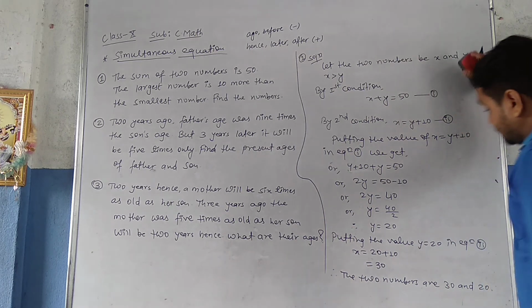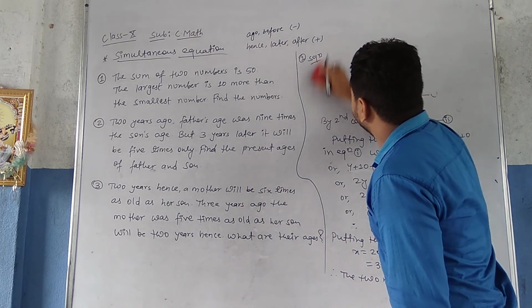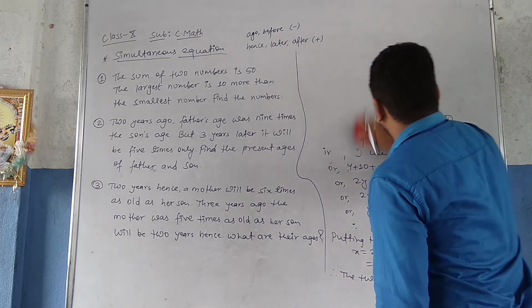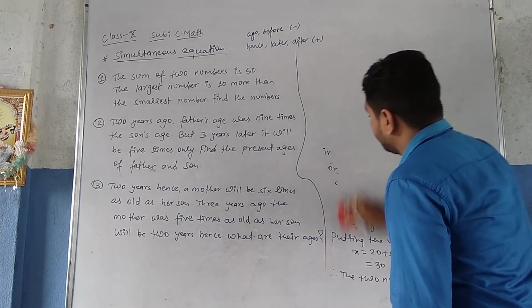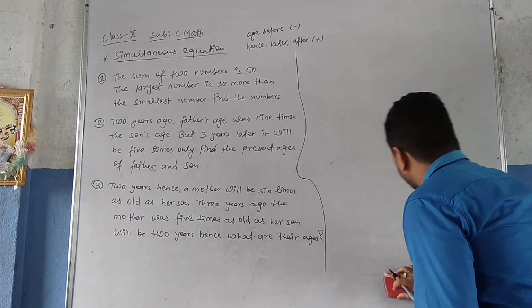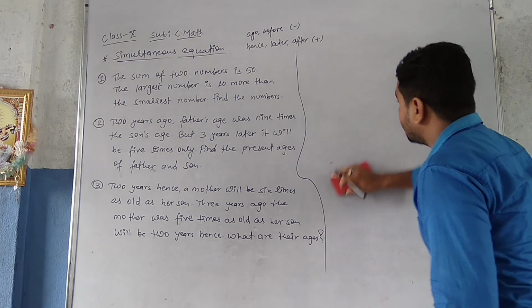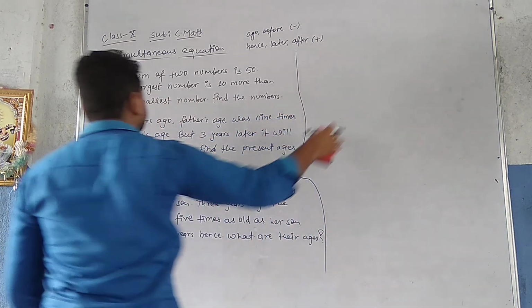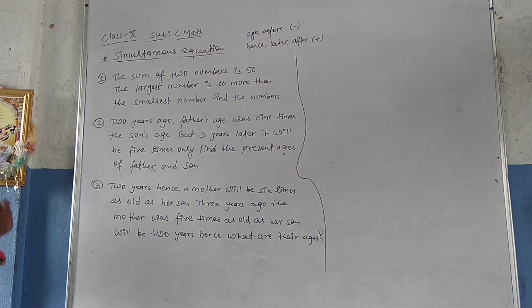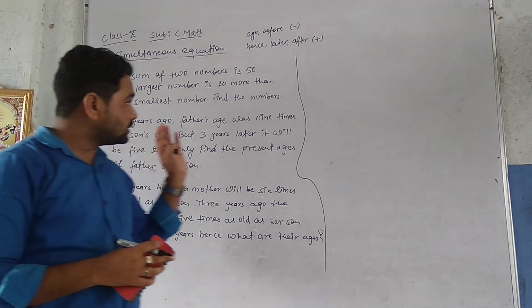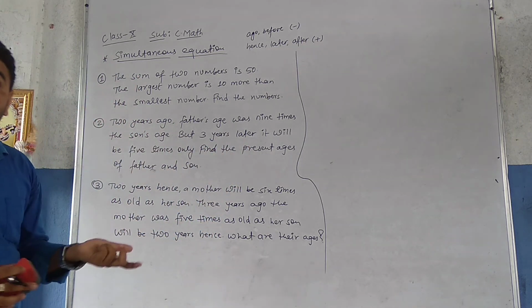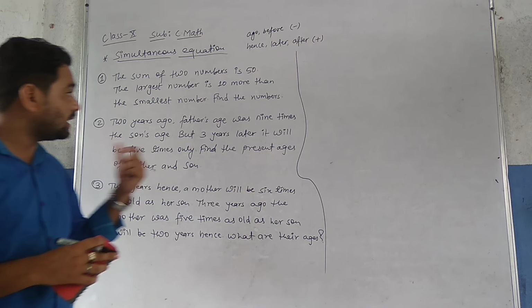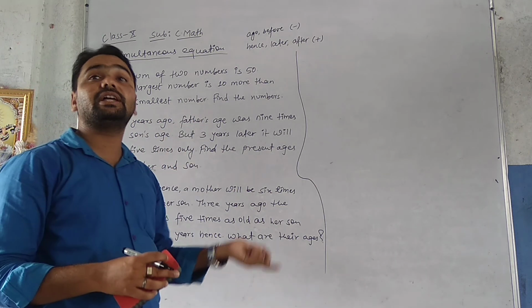Now we are going to do the second question. This was the first question. We are going to do the solution for the second question. In the second question, first of all, we have to know that this is about the ages of father and son, or mother and daughter, father and daughter, and similarly mother and son.